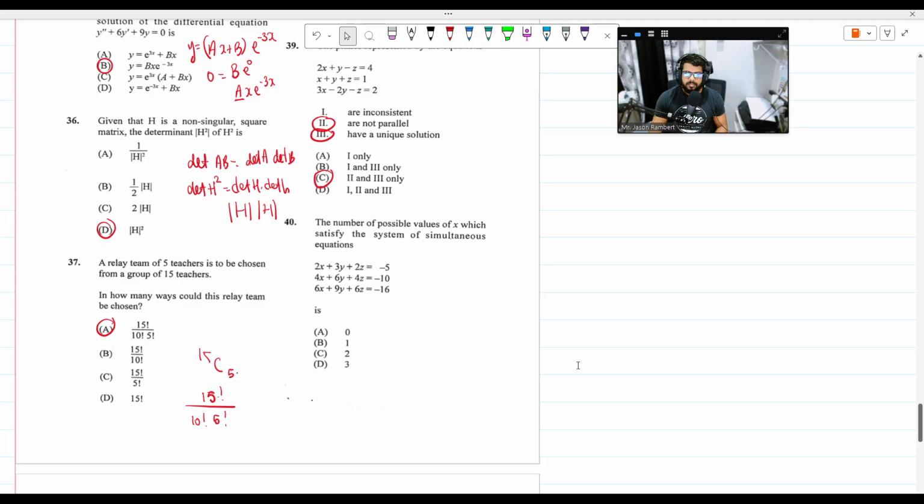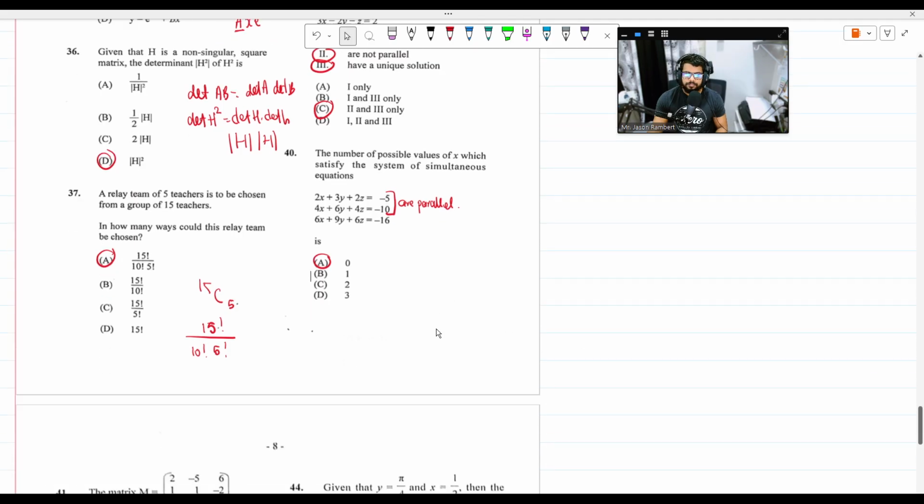The number of possible values of x which satisfies the equation. So this is the repeat question. Once you have one pair of parallel lines, then it has no solutions. All right, so let me check and see. First and second are multiplying by 2. So these two alone are parallel. So it has no solutions.